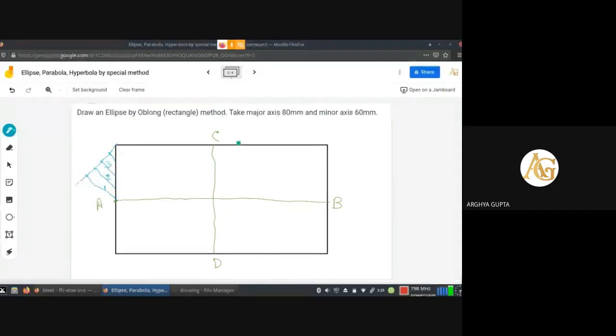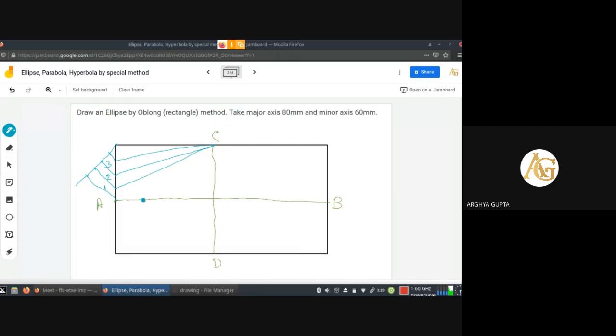Now we have to join all the points with C. Please remember the steps. From all the points, you have to join point C. So 3 lines are found.